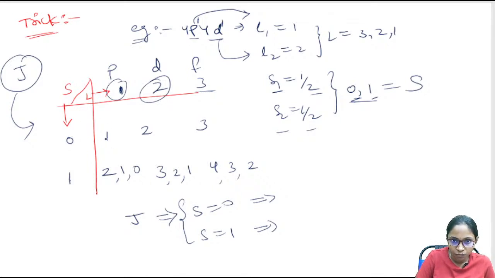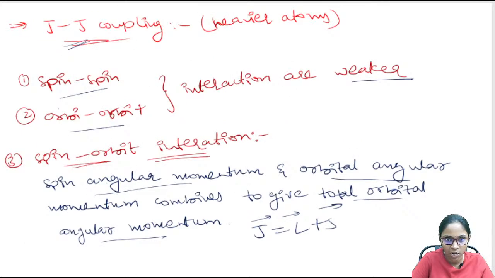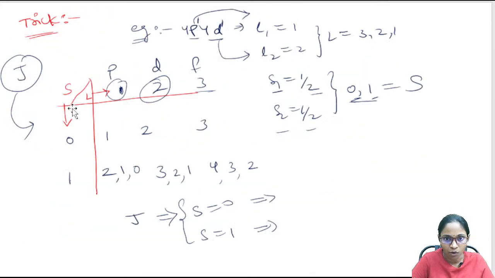So here we will be having P1. Before that, you have to know how to write the spectral terms. These will be the j values. Don't worry. After writing the spectral terms, I will help you to know how to write these j values.